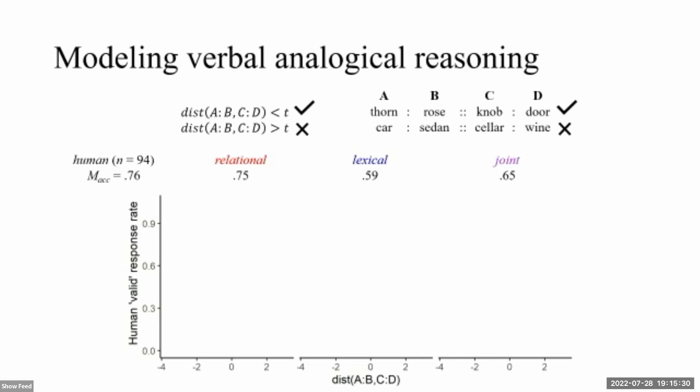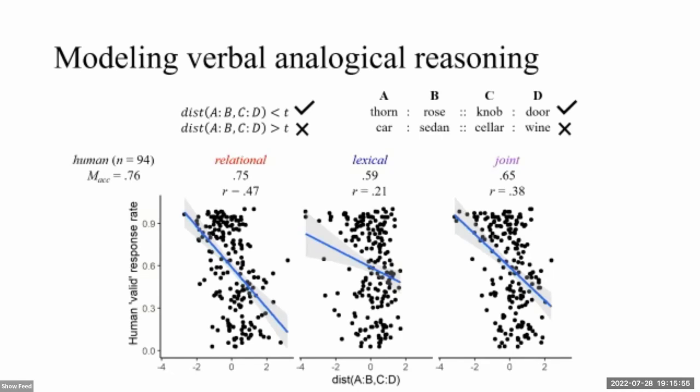In addition to that, we computed an item level analysis in which we computed the proportion of people in our sample that rated a given item as constituting a valid analogy. I plotted that on the y-axis of these graphs. And on the x-axis, I plotted the distance between a pair of words that constitute a given analogy trial.